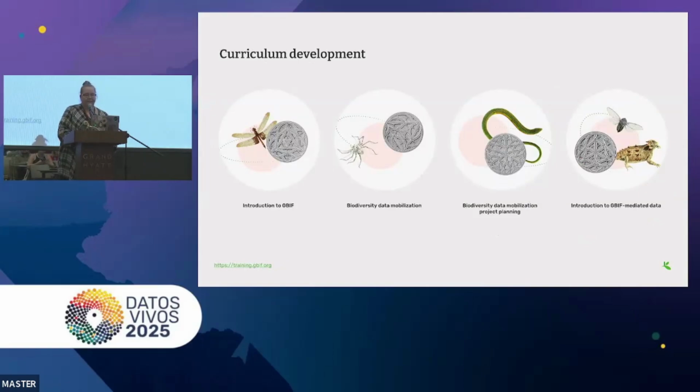At the Secretariat, in collaboration with our community of trainers and mentors, we've developed a curriculum on biodiversity data mobilization and data use. These courses are available online for self-paced use or can be adapted on site or for virtual workshops. Our current course catalog includes Intro to GBIF, Biodiversity Data Mobilization Project Planning, and Intro to GBIF mediated data. We also have a series of courses that are specific to nodes and those interested in becoming formal participants. And as Marie mentioned, we also have one for GRSciColl editors.